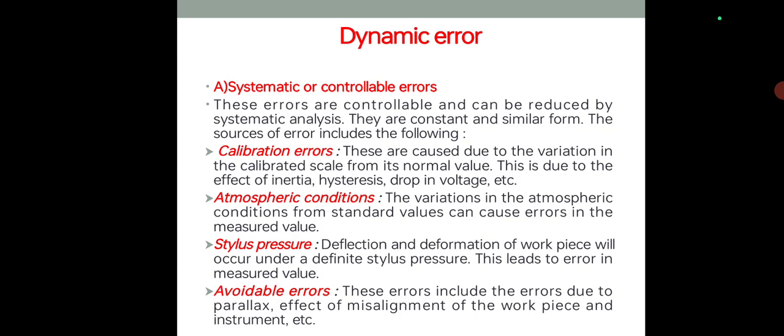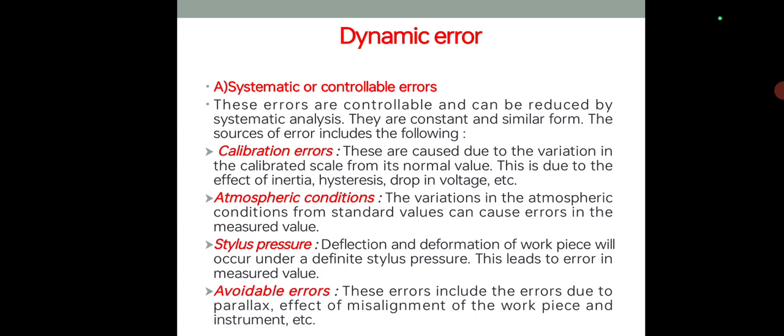Second one, atmospheric error. What is atmospheric error? Variation in atmospheric conditions due to the temperature, pressure, and moisture content of the measuring system. Here we take as standard values a temperature of 20 degrees Celsius and 760 mm of pressure maintained for the instrument or laboratory. This type of error is called atmospheric error.